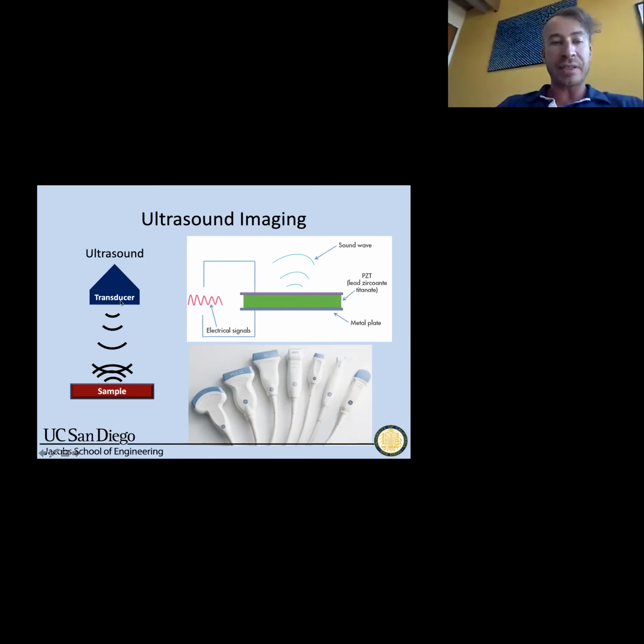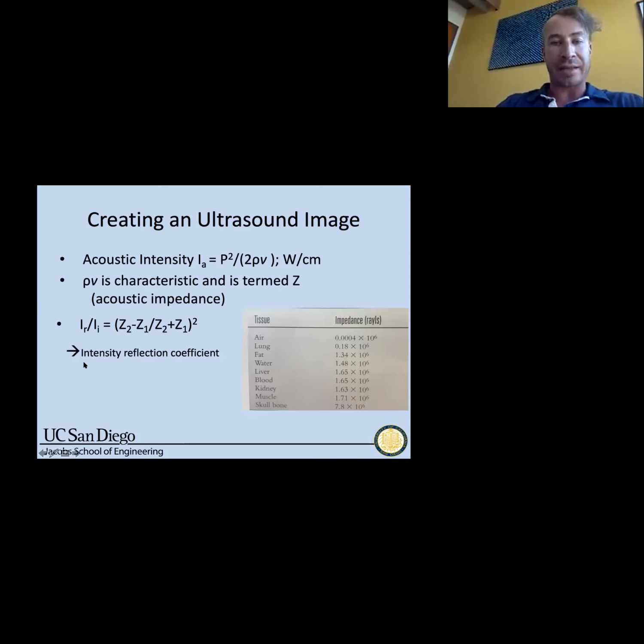So this same material can both emit and receive a sound wave. And these transducers come in all different shapes and sizes. I'm showing some of them here. Okay, so when my transducer emits and then I interact with the sample, this pressure wave is reflected and refracted back. What governs that? Well, it's a function of what's known as impedance, and impedance is characteristic of tissue type.